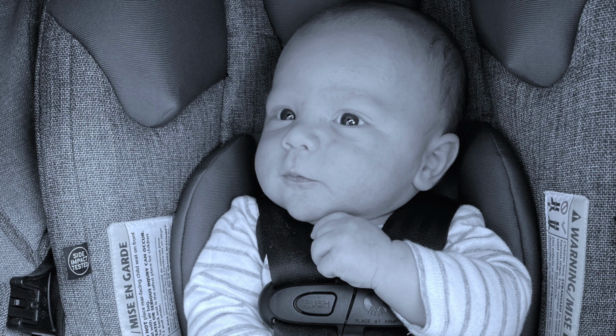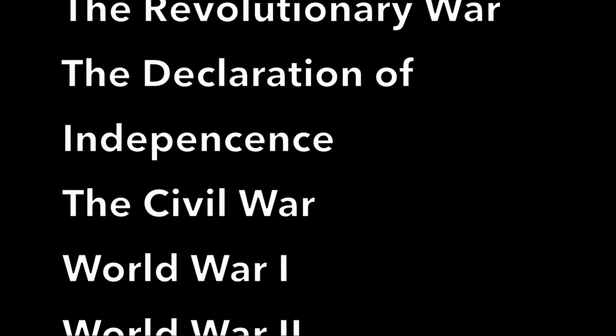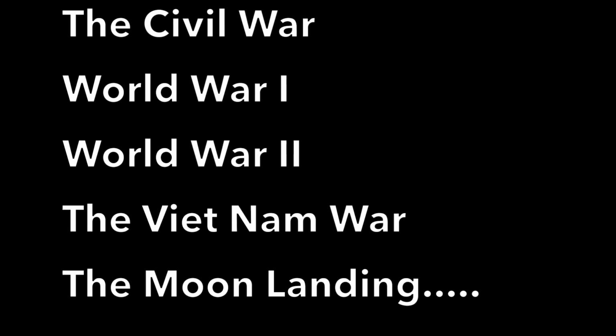This ancestry spans more than 300 years, which saw the immigration of Robert's relatives to America, the Revolutionary War, the Declaration of Independence, the Civil War, World War I, World War II, the Vietnam War, the moon landing, and much, much more.